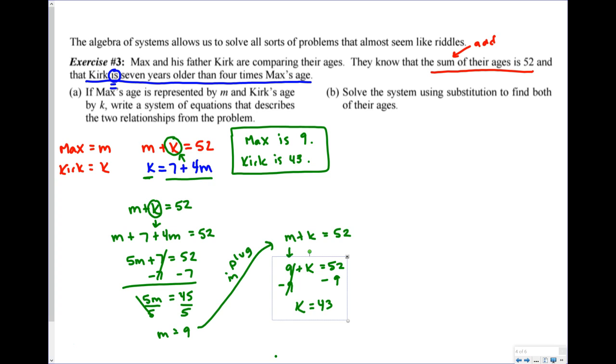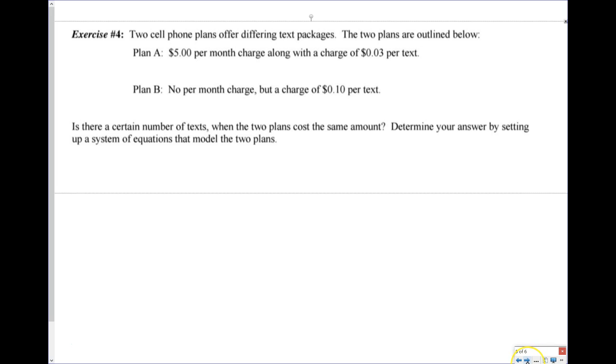You could have used this by graphing, but it would have been a little harder because you don't have a y and an x. You have a k and an m, and sometimes students struggle with knowing how to translate a k and an m to an x and a y grid. Okay? Alright, exercise 4. Two plans offer different texting packages. The two plans are outlined below.